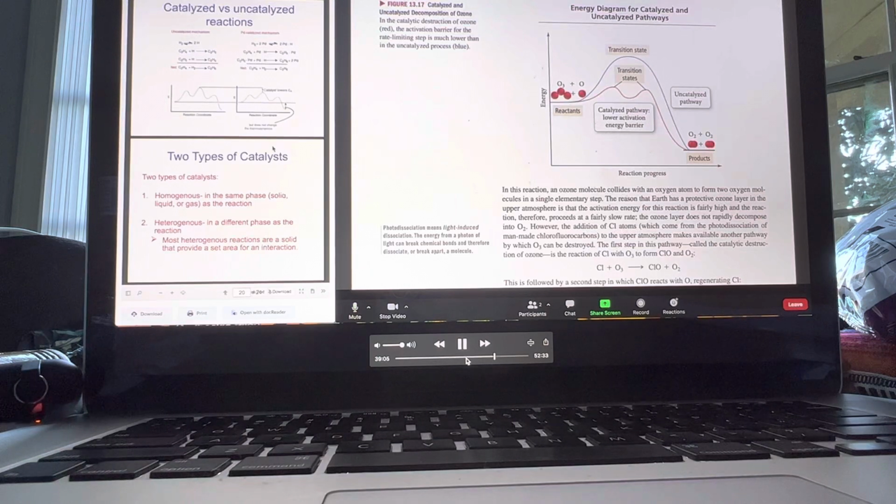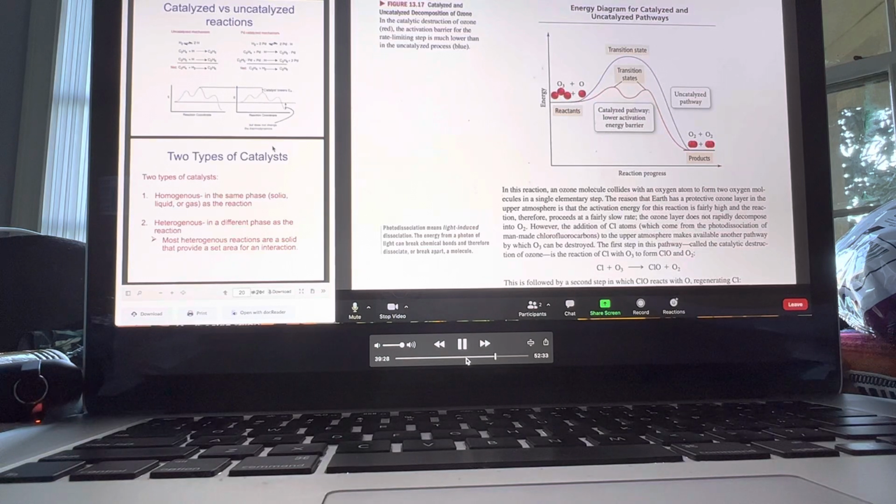So think of activation energy like a wall that you have to climb, right? The higher the wall, the slower it is to get to the other side. So that's what a catalyst does. It lowers that activation energy, making the reaction faster. Oh, okay. That's pretty much all it does.